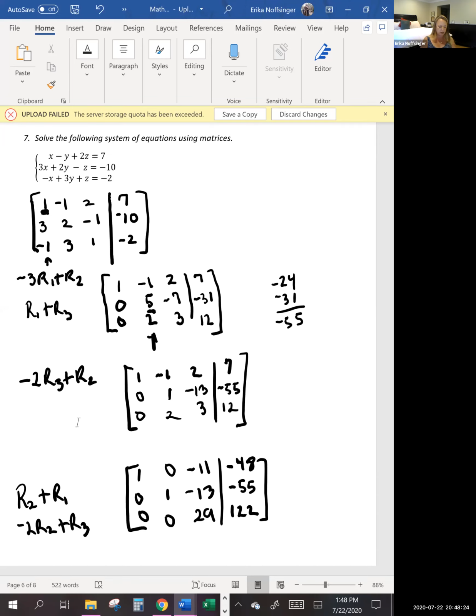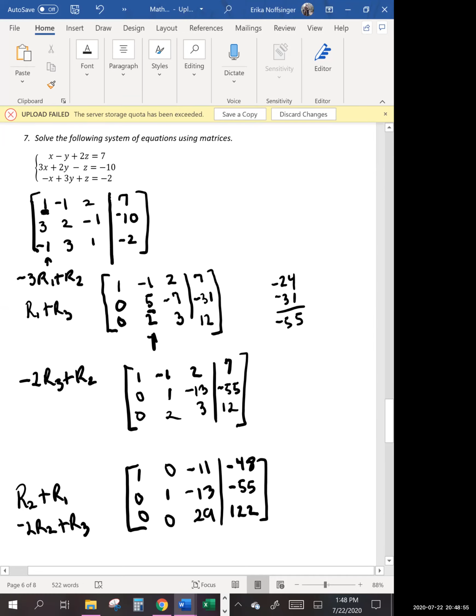Now I'm hoping that that is divisible by 29. No. Okay, so I'm not sure if I did some math wrong or this was a nasty problem, and I probably would have gone back and fixed it. So let me go back and look at this and see if I can find any errors real quick. So I'm going to pause that while I do that.